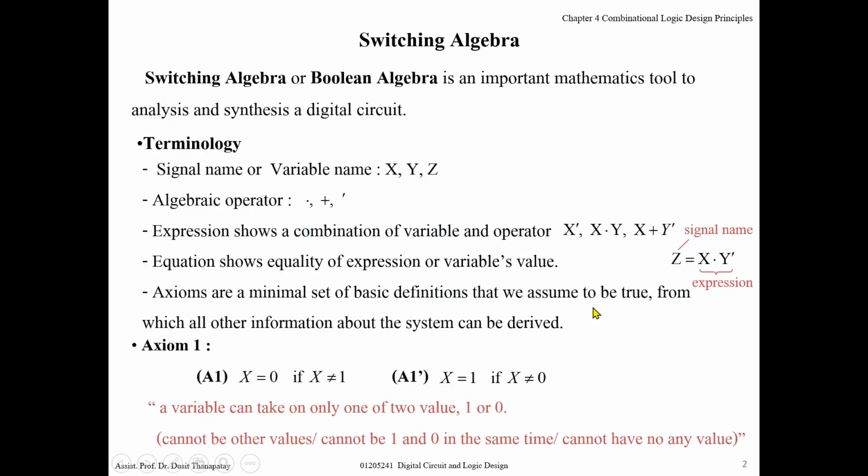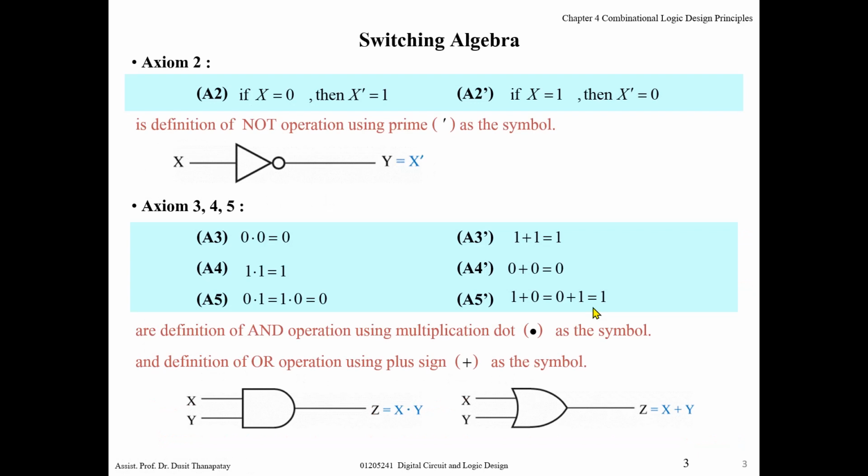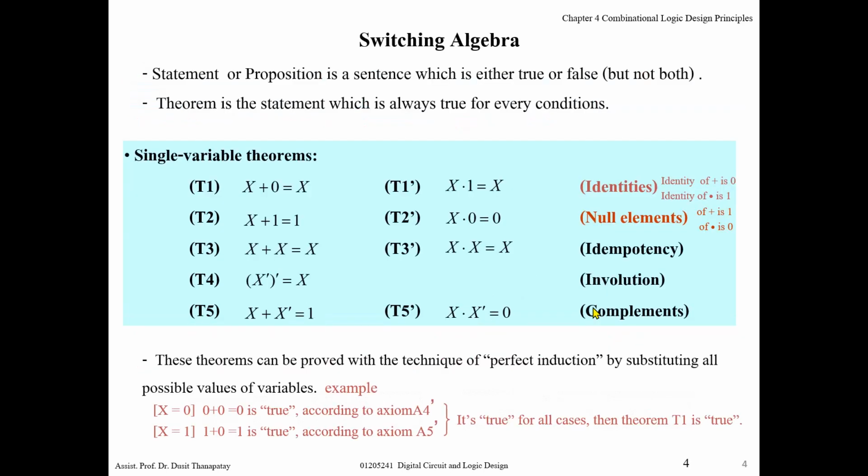Okay, these five axioms are the basics. They are the definitions for the value of each variable, which can be only 0 and 1, and for the NOT operation, AND operation and OR operation. Based on these five axioms, you can derive many theorems, for example, x plus 0 is x, or x and 1 is x.